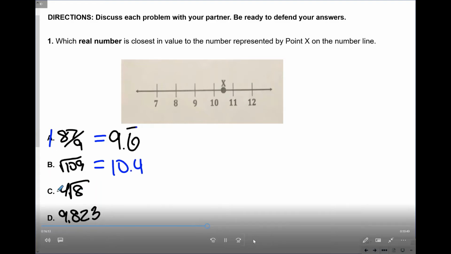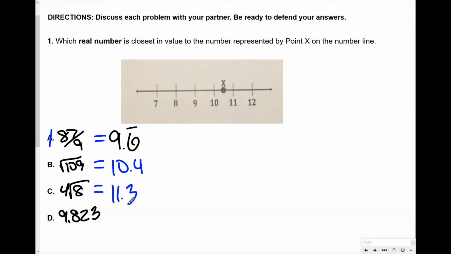Then if we look at C, we have 4 to the square root of 8. And that gives us 11.3. And we see that is not between 10 and 11 because that's past the answer. Then we look at D, 9.823. That's not between 10 and 11. So our answer right before it is B.